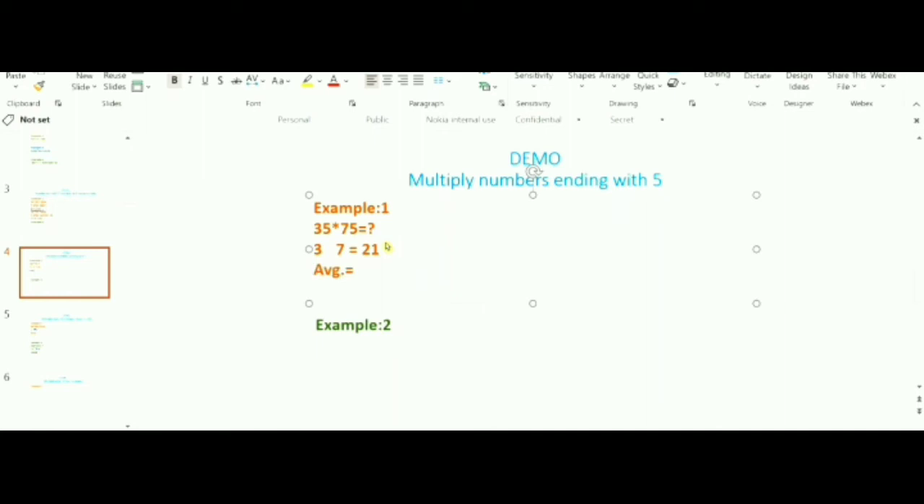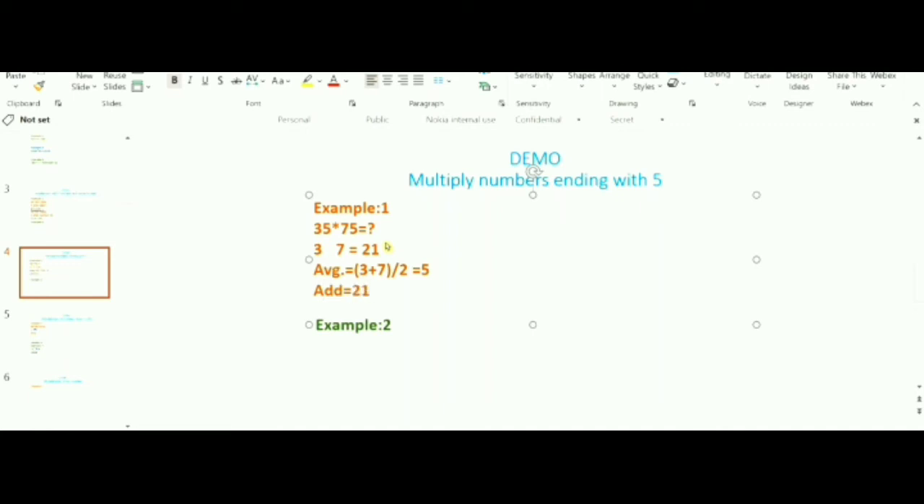The average will be 3 plus 7 equal to 10 divided by 2. So it is 5, right? So the average will be 3 plus 7 divided by 2 equal to 5, right? Then what you need to do, you need to add them. If I add both, what will be the result?